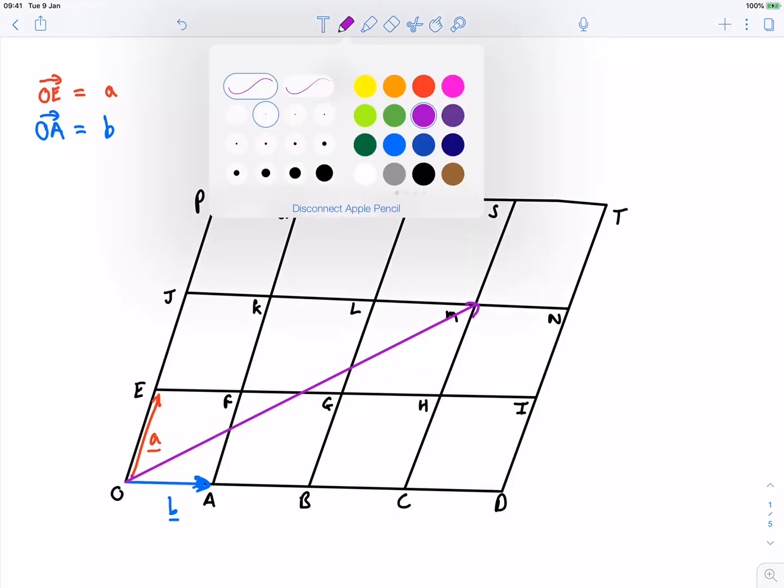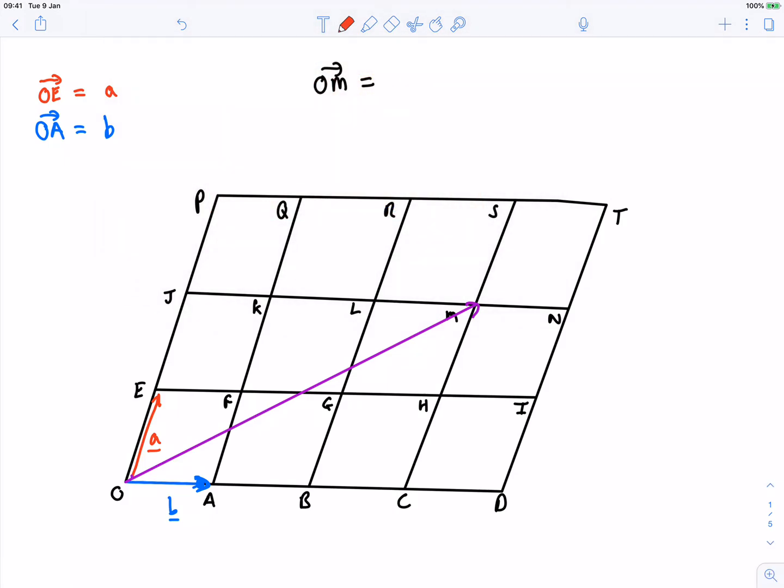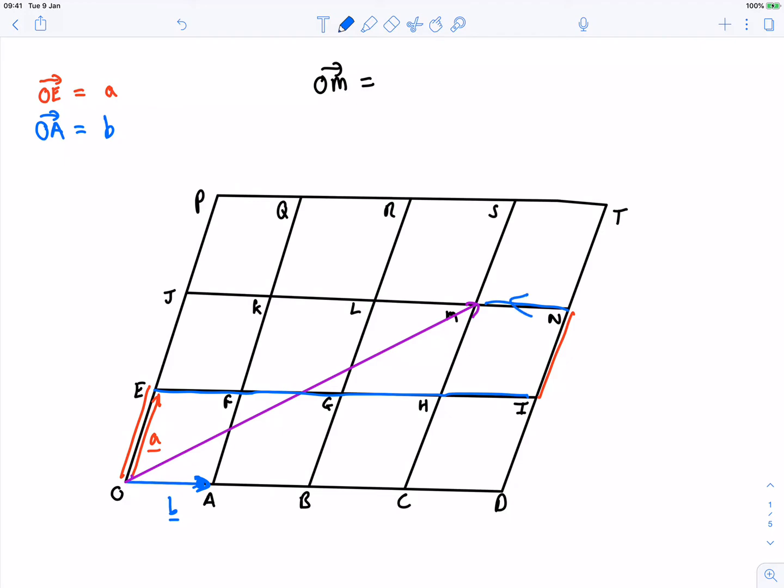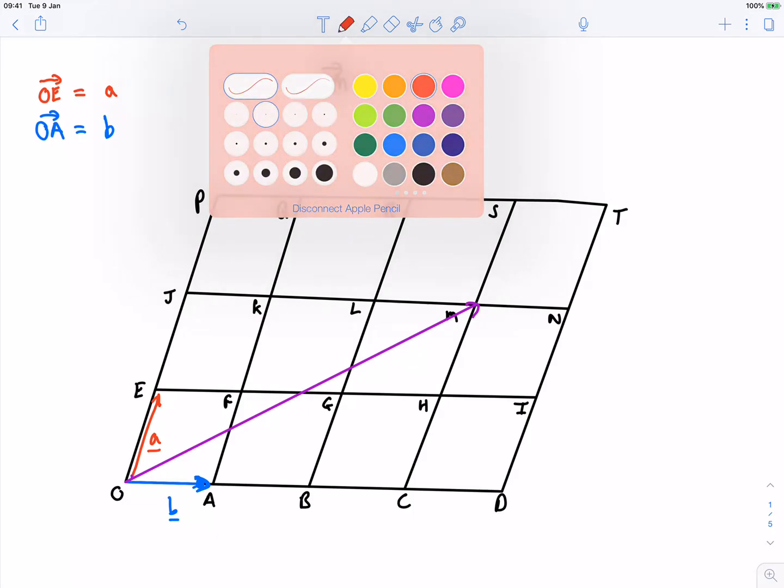But there are various ways I could have done this. For example, I could have gone up and then along 1, 2, 3, and that would have been the same result. Or I could have tried a combination of saying up 1, along 1, 2, 3, 4, and then up 1, and then back 1, and that end result would have been fine. So really, we can get from O to M via a combination of the vectors we defined already.